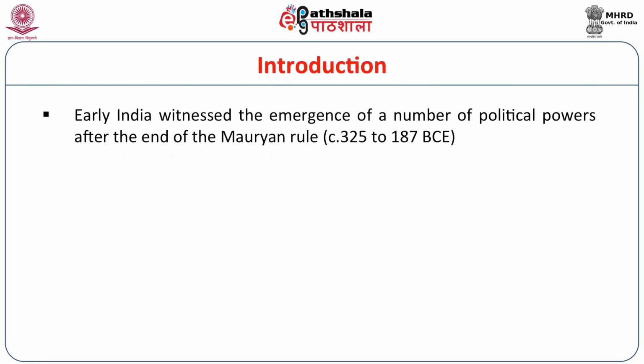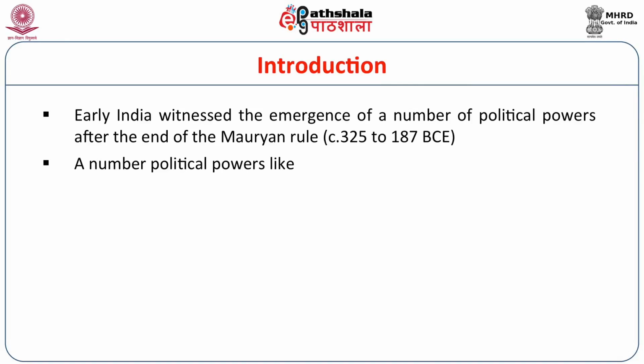Now, first part, political scenario. What do we get? Early India witnessed the emergence of a number of political powers after the end of the Mauryan rule. Mauryan rule, we all know, 325 to 185 BC. The Mauryas ruled almost the whole of India except a few areas in the far south. So, this was an umbrella-like empire.